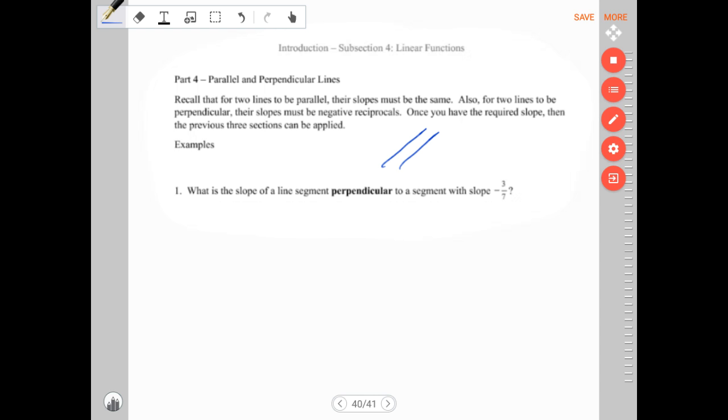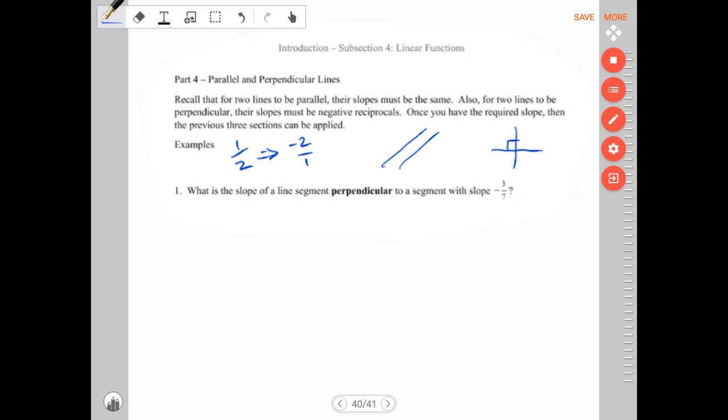Okay, perpendicular, of course. Okay, intersect at right angles. Okay, and for those to happen, the slopes have to be negative reciprocal. So something like 1/2 would be perpendicular to negative 2 over 1, or just negative 2. So that's the idea there.